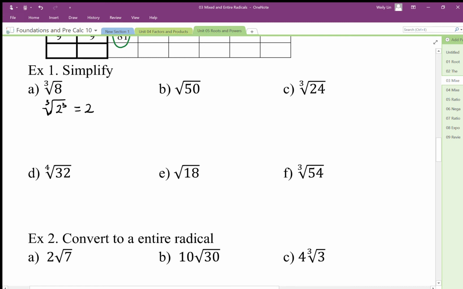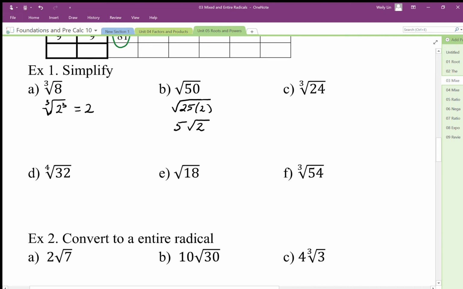Here we have square roots, so we look for perfect square factors. When I write this with a perfect square factor, I can find a perfect square of 25 times 2. The perfect square of 25 can then be square rooted, and that gives us 5, and it leaves the square root of 2 inside. Since this is multiplication, it's still going to remain multiplication on the outside.